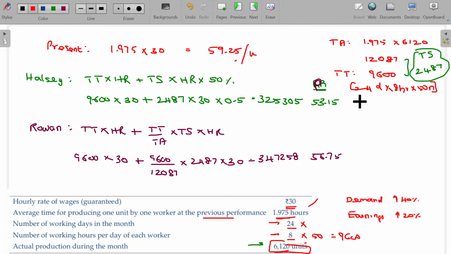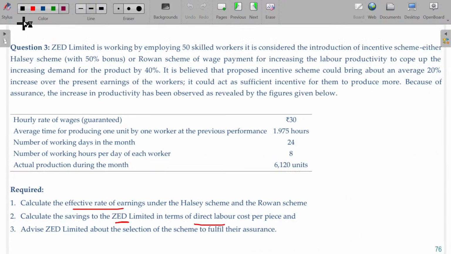59.25 is the original value. Compared to this, what is the actual savings here? The difference between these two is the savings. 6.1. For the next one, 2.5. Is that clear? Savings per unit.